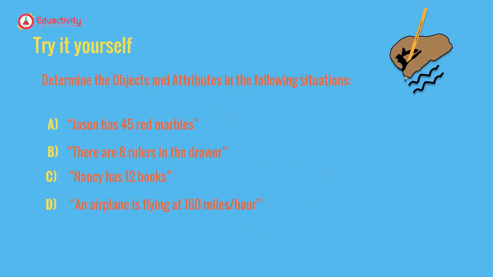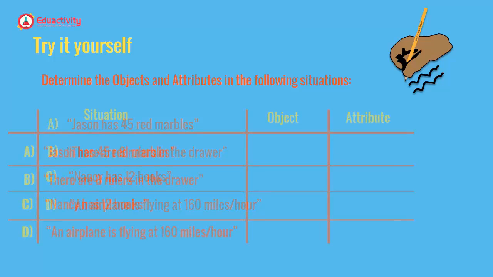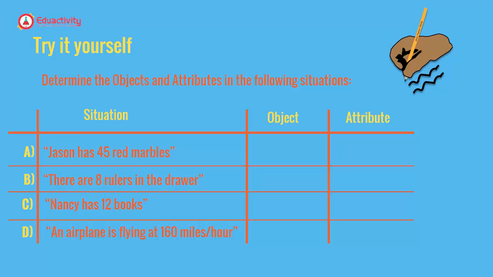Now, try it yourself. Can you determine what are the objects and attributes in the following situations? Use the following table as a reference. You can also download it from the resources area of this lecture. You may pause the video and take your time to do this exercise. Don't hurry and think carefully on every answer. Post your solution in the Q&A section so we can give you feedback.